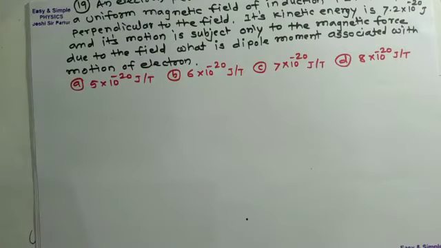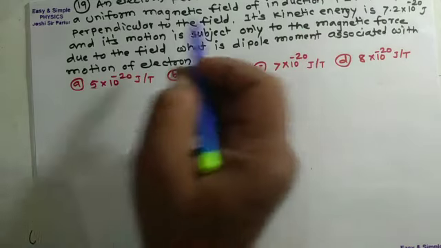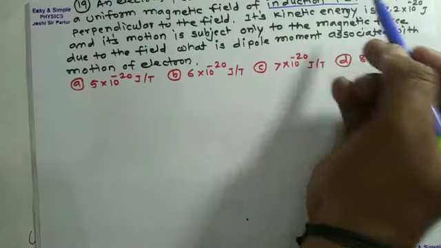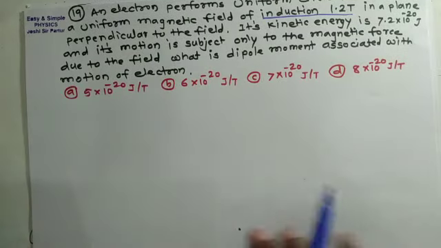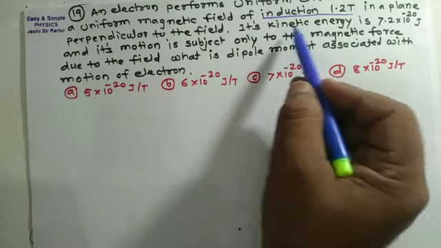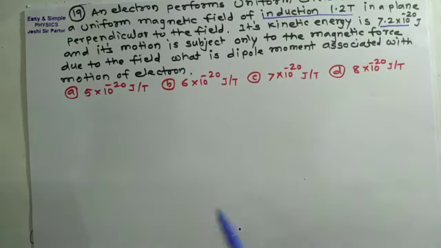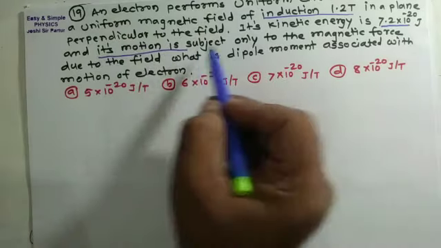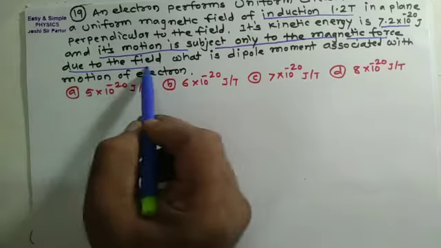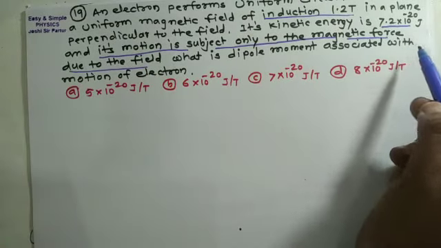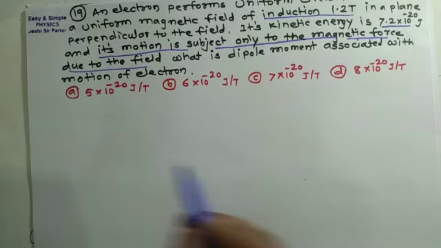Again, an electron performs uniform circular motion in a uniform magnetic field of induction 1.2 Tesla, in a plane perpendicular to the field. Its kinetic energy is 7.2 into 10 raised to minus 20 joule and its motion is subject only to the magnetic force due to the field. What is the dipole moment associated with the motion of the electron?